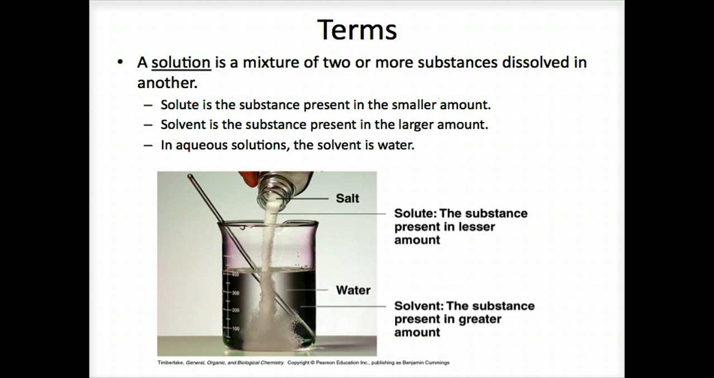Now I want to switch gears a little bit and talk about solutions and mixtures. A solution is a mixture of 2 or more substances that are dissolved in one another. The solute is the substance that is present in the smallest amount. The solvent is the substance present in the largest amount. If the solution is called an aqueous solution, that solvent is water. So in this picture, we're dissolving salt into water. Salt is the solute and water the solvent.